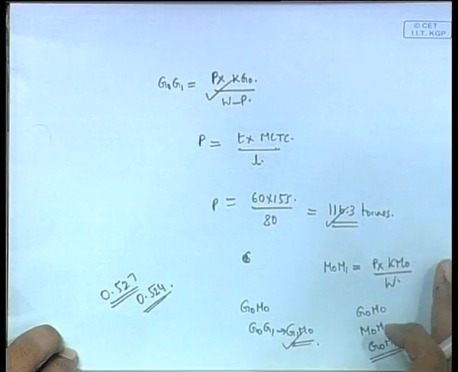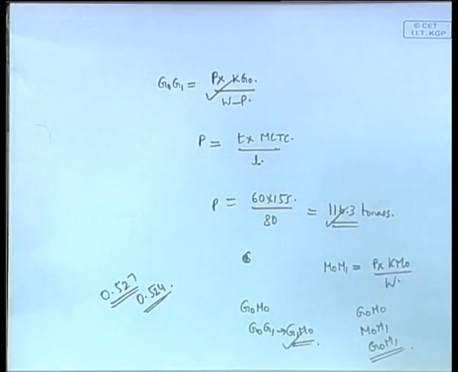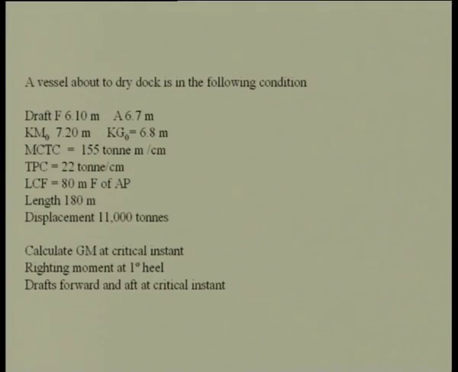Now in this problem you can see the second question is to find the righting moment at 1 degree heel. At that point it has touched, and let us assume that it has a 1 degree heel. At that point, how will you find the righting moment? The righting moment has only one formula, you do it using GZ, you need to know GZ, that is all.